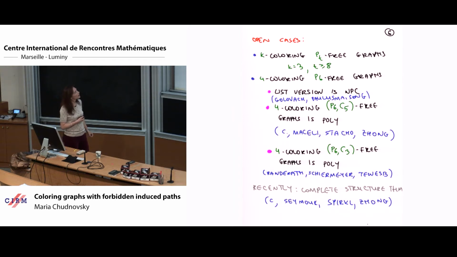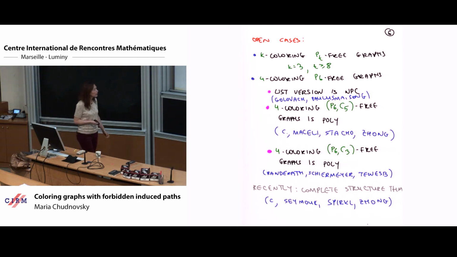So there are some special cases where things are known. For example, if you also forbid C5, then it's polynomial, and that's a theorem with Peter Maceli, Juraj Stacho, and Mingxian Zhong. If it's triangle-free, that's also polynomial. That's a result of Zhou and daughters, and I believe it's also known to have bounded clique-width. That's your theorem, right? Thank you.